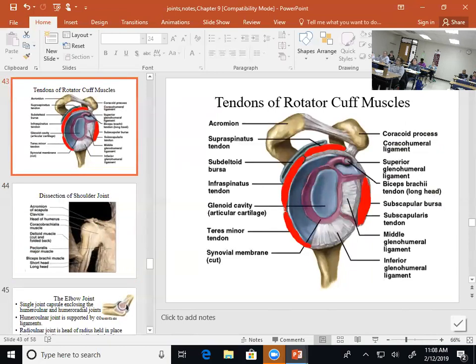Does it make a difference what a person's diet is when they have an injury? Yes. Their diet can play a huge role in how quickly they recover. It can play just a huge role.